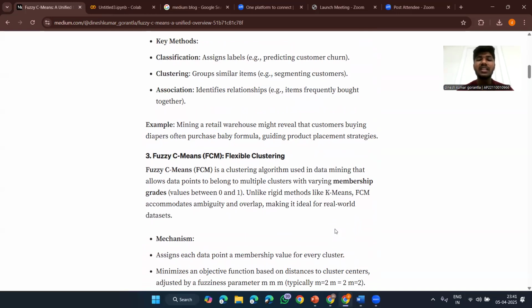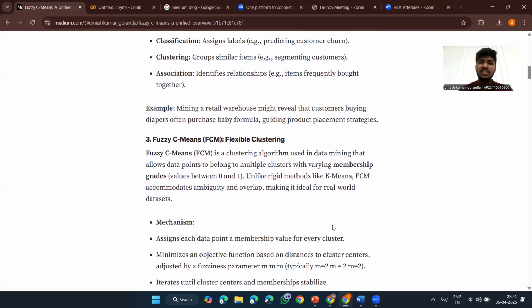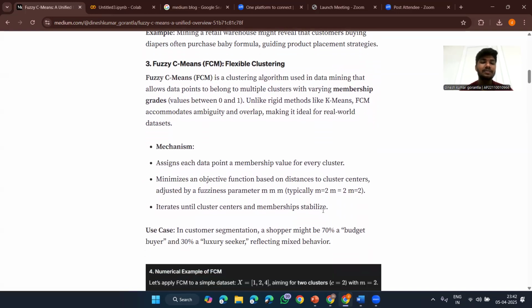FCM, fuzzy C means, is a clustering algorithm used in data mining that allows data points to belong to multiple clusters with varying membership grades, values between 0 and 1. Unlike rigid methods like k-means, FCM accommodates ambiguity and overlap, making it ideal for real-world datasets. This is about fuzzy C means in the introduction. Now we will go into the mechanism.